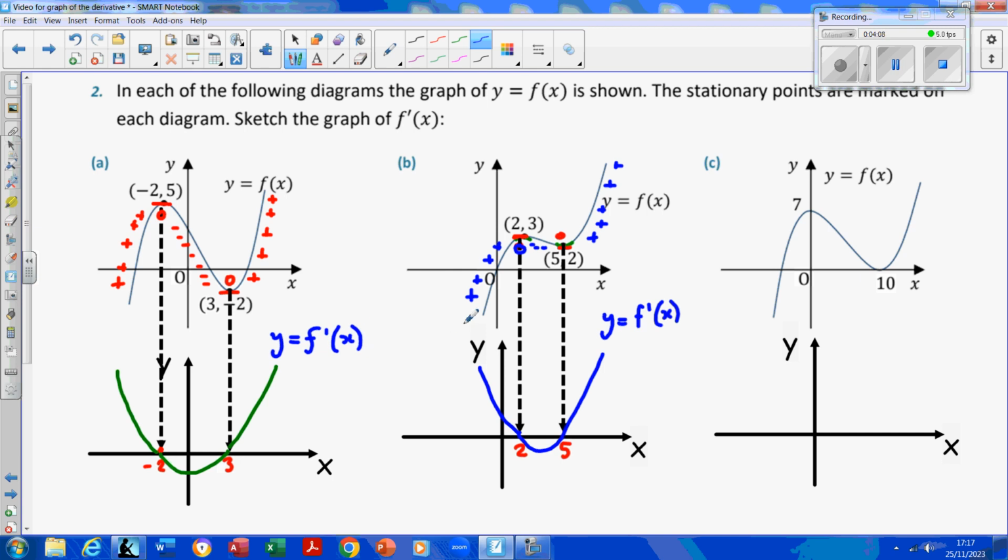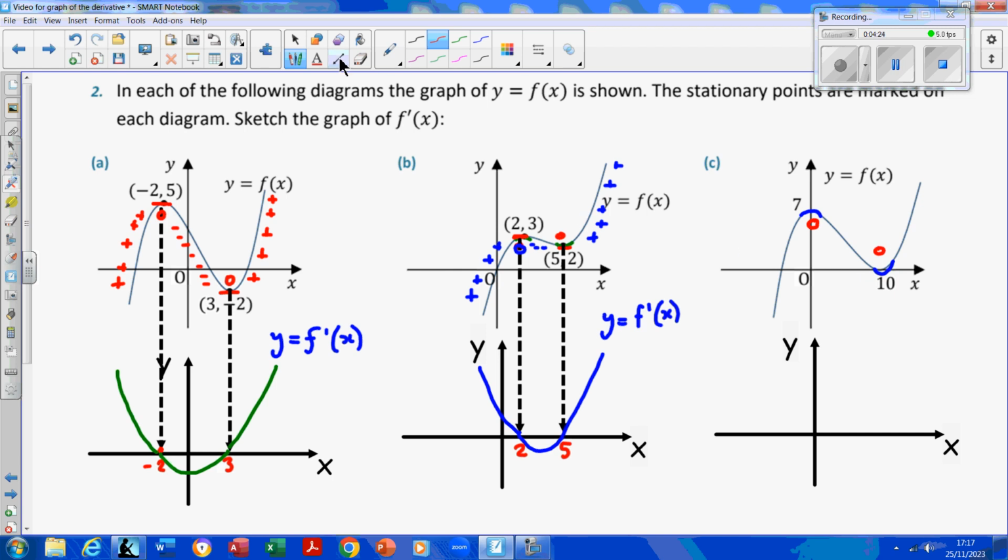Next one. Again, we've got two turning points. There's a turning point there. That's the point 0, 7. There's a turning point there at 10, 0. So we know that the gradient of the tangent to the curve at a turning point is 0. So that's 0 there and it's 0 there.